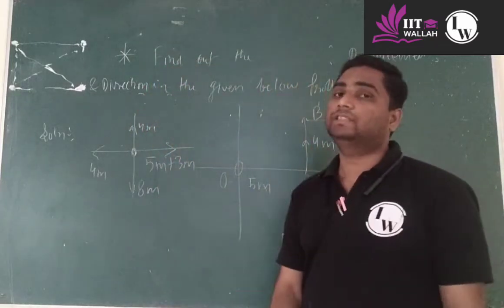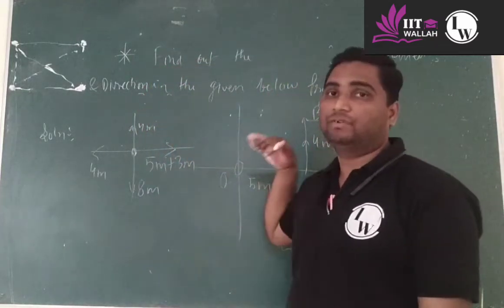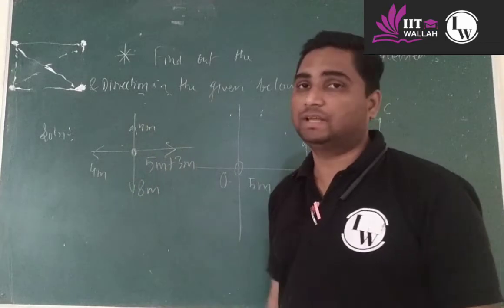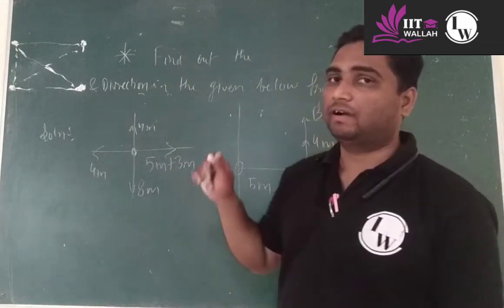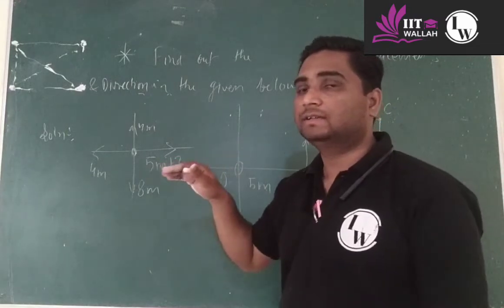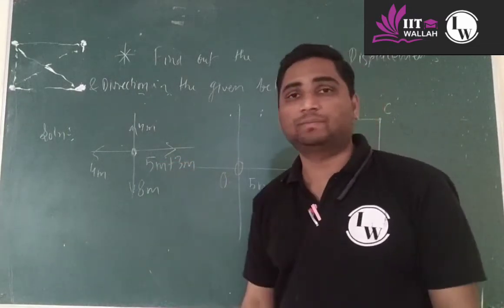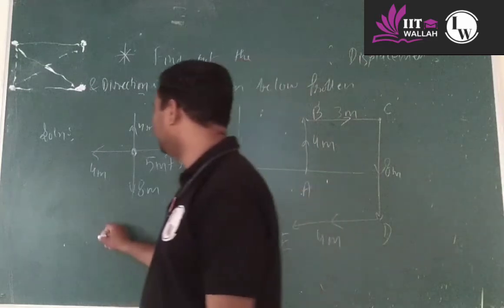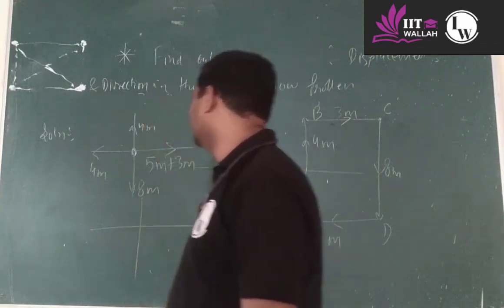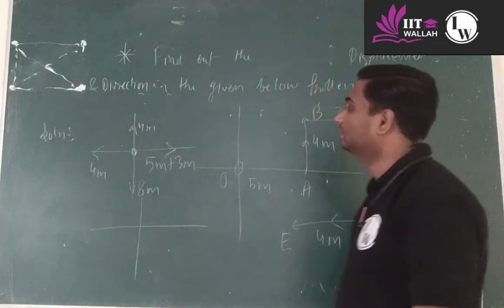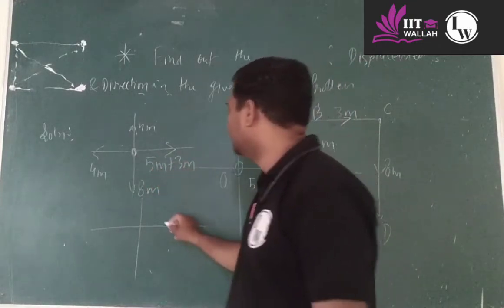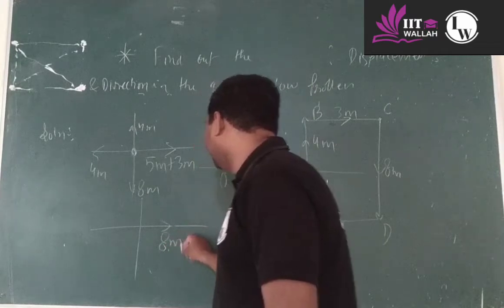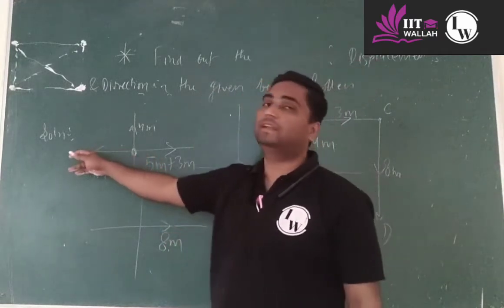Now take the resultant effect in the horizontal direction and vertical direction separately. See here in the next figure. In the next figure, this is in rightward direction how much? 5 meter plus 3 meter is how much? 8 meter. And this is leftward direction.